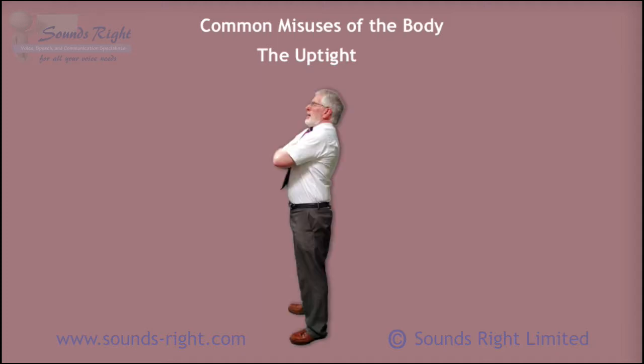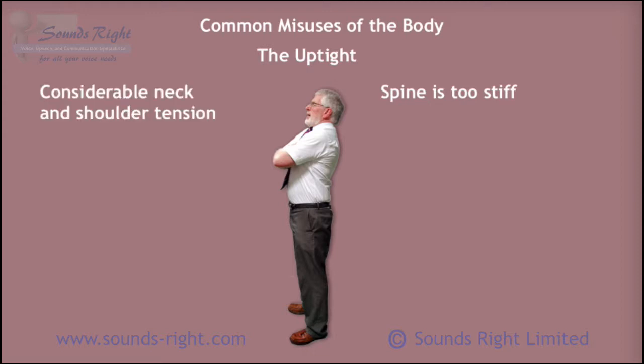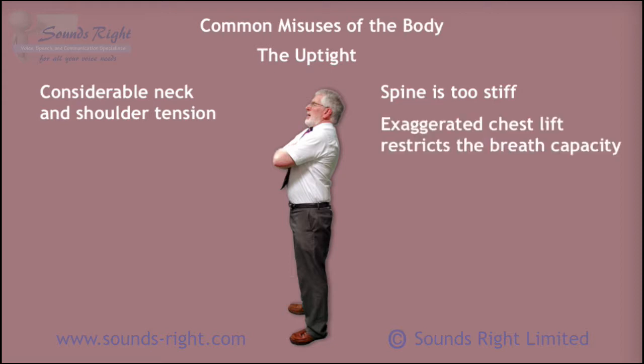Now, by contrast, we have the uptight position, if you like, slide 2. This is rather like the Sergeant Major, and you may see certain headmasters on patrol, playground duty. It's the result of a too stiffly placed spine, which produces the shoulder and neck tension that can freeze the voice. It's an inflated look, as we call it, the Sergeant Major on parade. The upper chest lift, this puffed up look, restricts the breath.